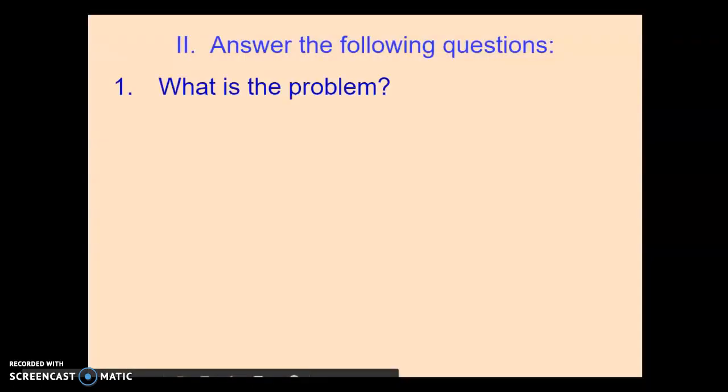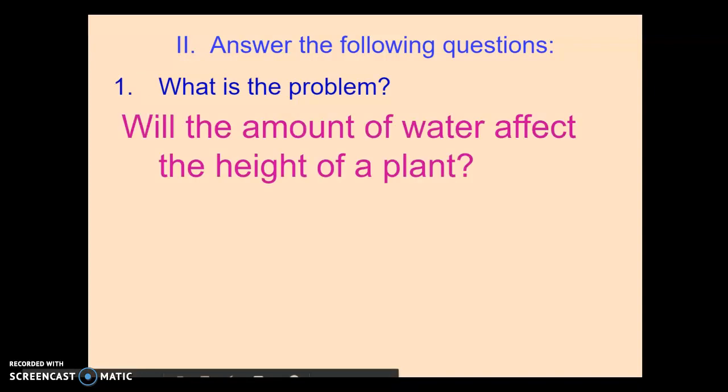Now we're going to answer some questions. The first one being, what's the problem? What was the question? What was Fred trying to figure out? And Fred was trying to figure out if there's a relationship between water and heights of a plant. So we need to put this somehow in a question format having to do with water and height. What's the relationship?